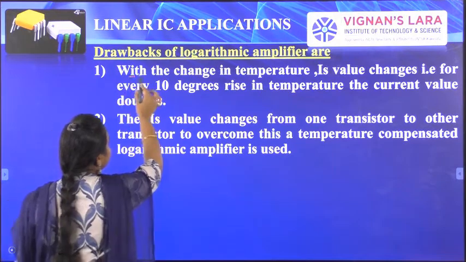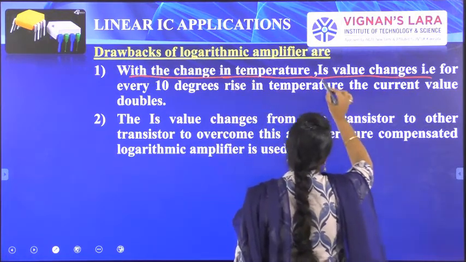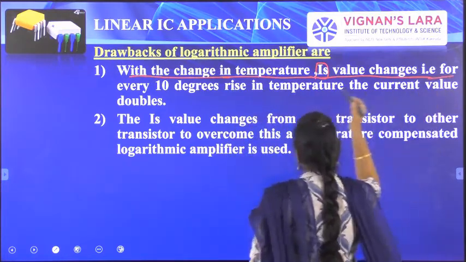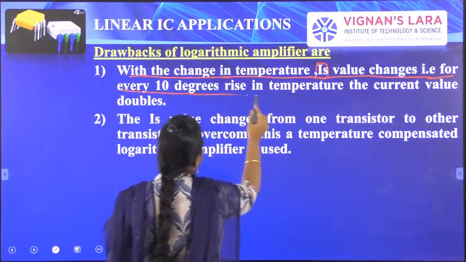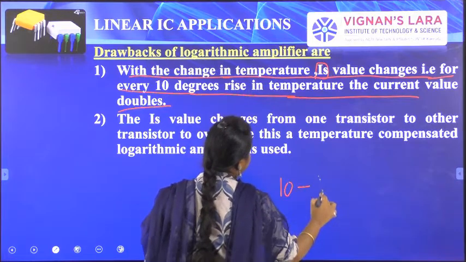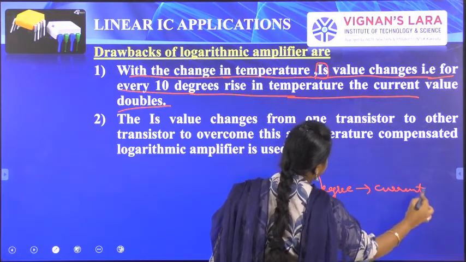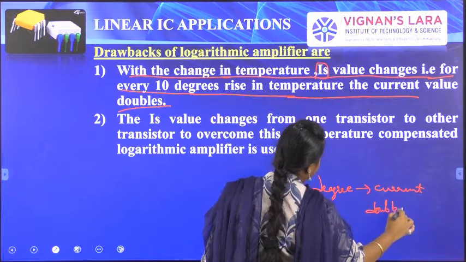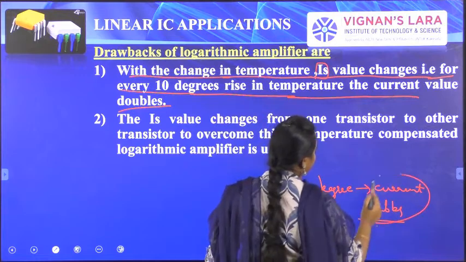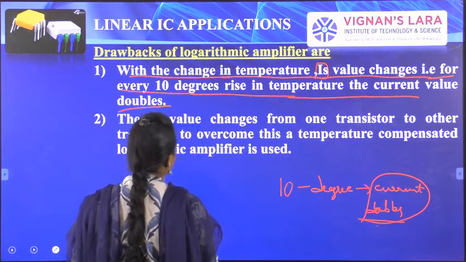Here, when there is a change in temperature, the IS value changes. That means the saturation value changes. For every 10 degrees rise in temperature, the current value also doubles. So this is the drawback. Every 10 degrees Celsius, the current doubles. Due to this saturation value, the drawback is present in the circuit.